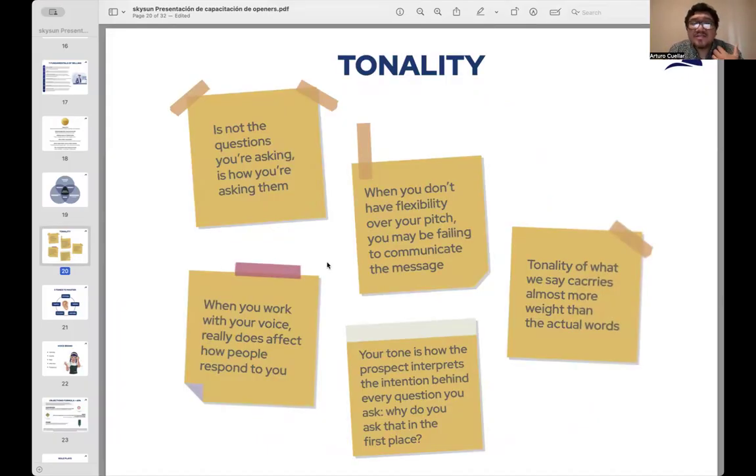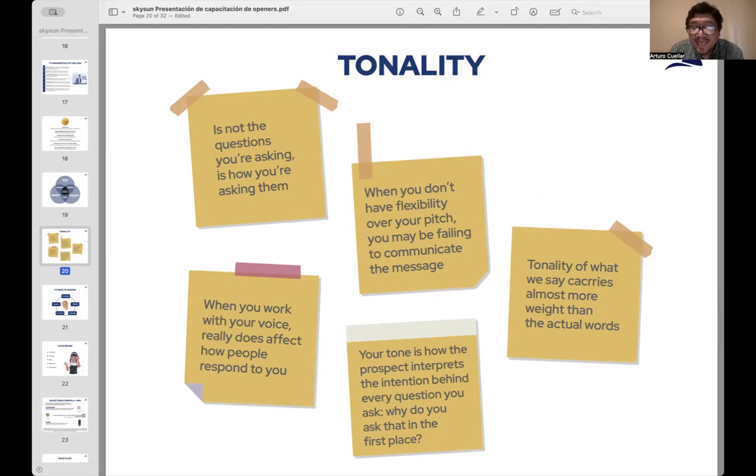Now, talking about tonality, it's not what you're saying or the questions you're asking, it's how you're asking them. Also, when you don't have flexibility over your pitch, you may be failing to communicate the message. Tonality of what you say carries almost more weight than the actual words. And of course, when you work with your voice, it really affects how people respond to you. And your tone is how the prospect interprets the intention behind every question you ask. Why do you ask that in the first place?